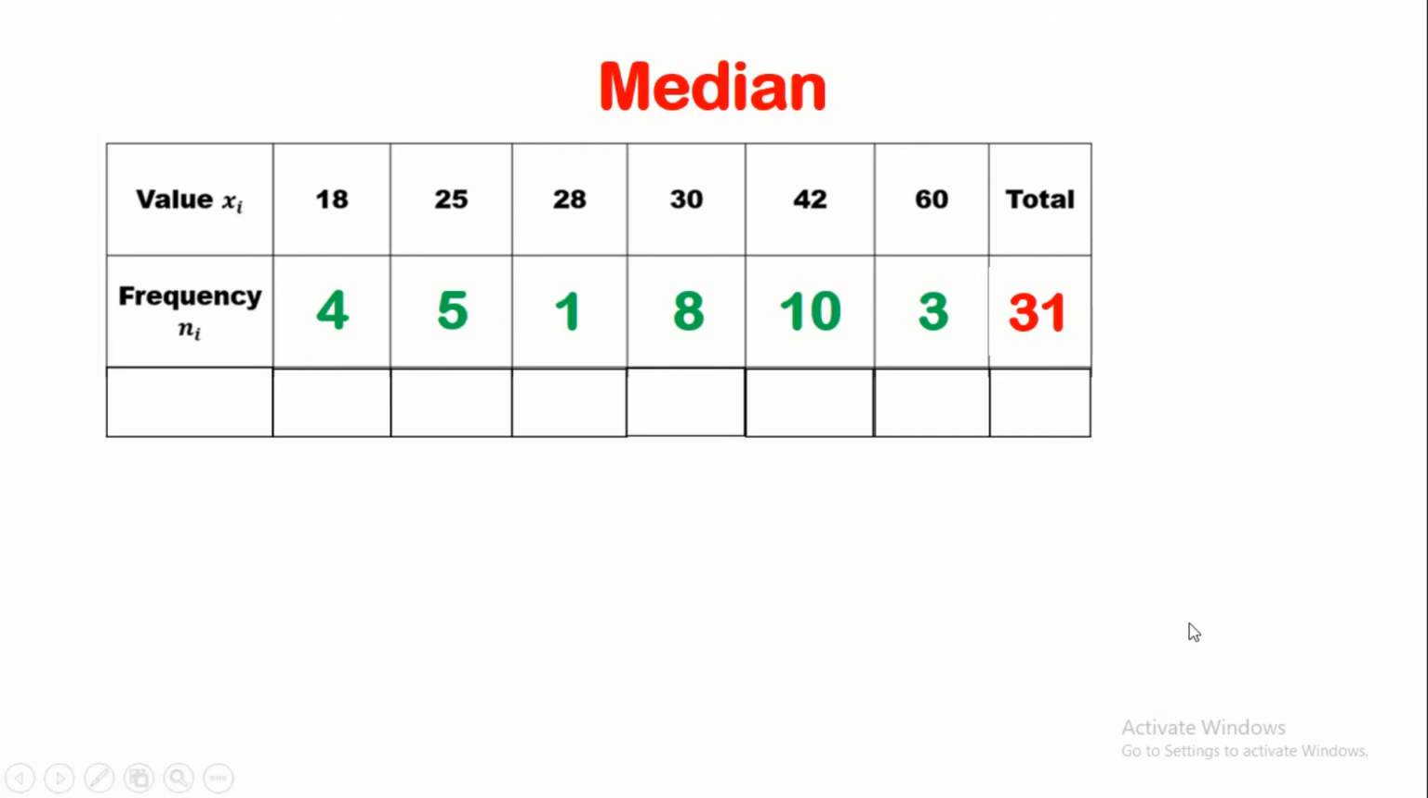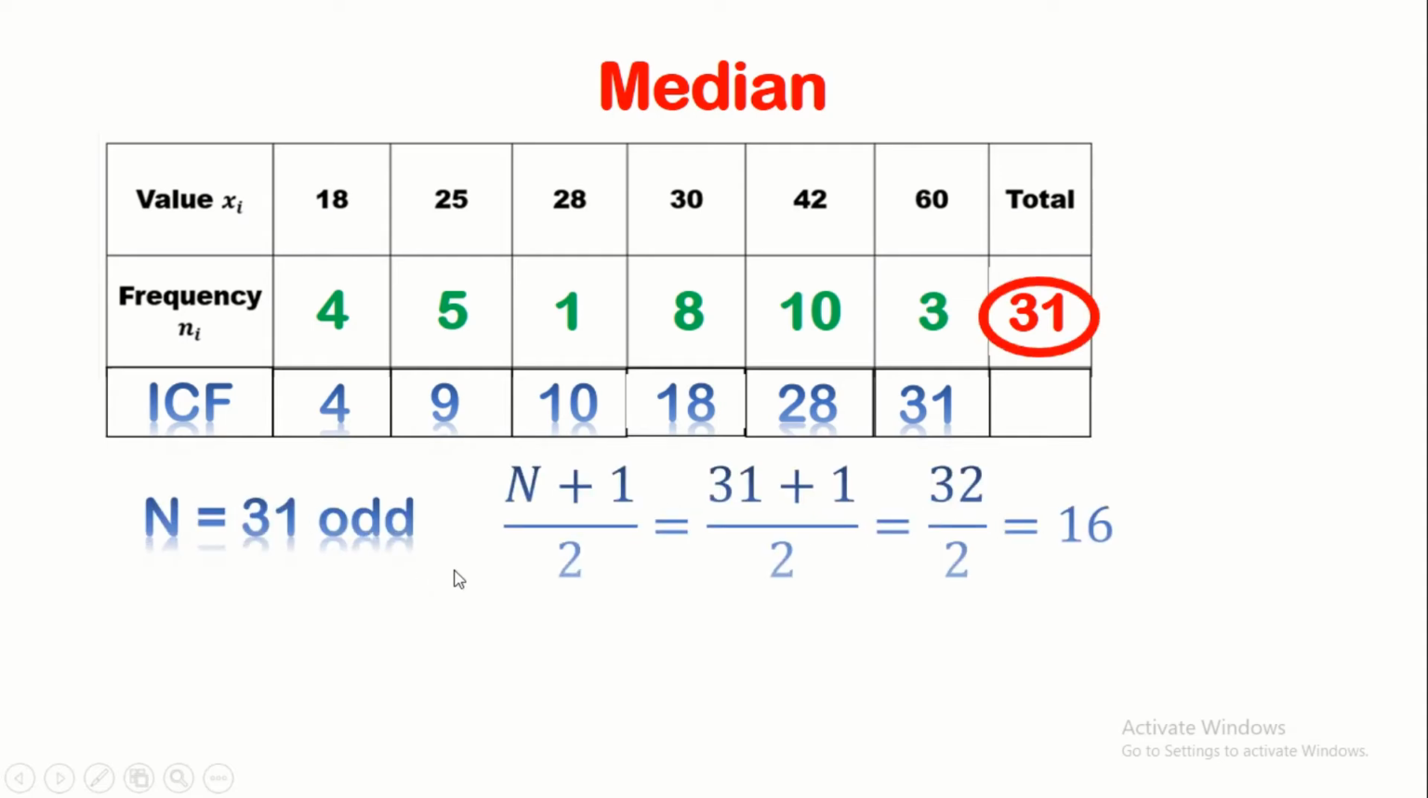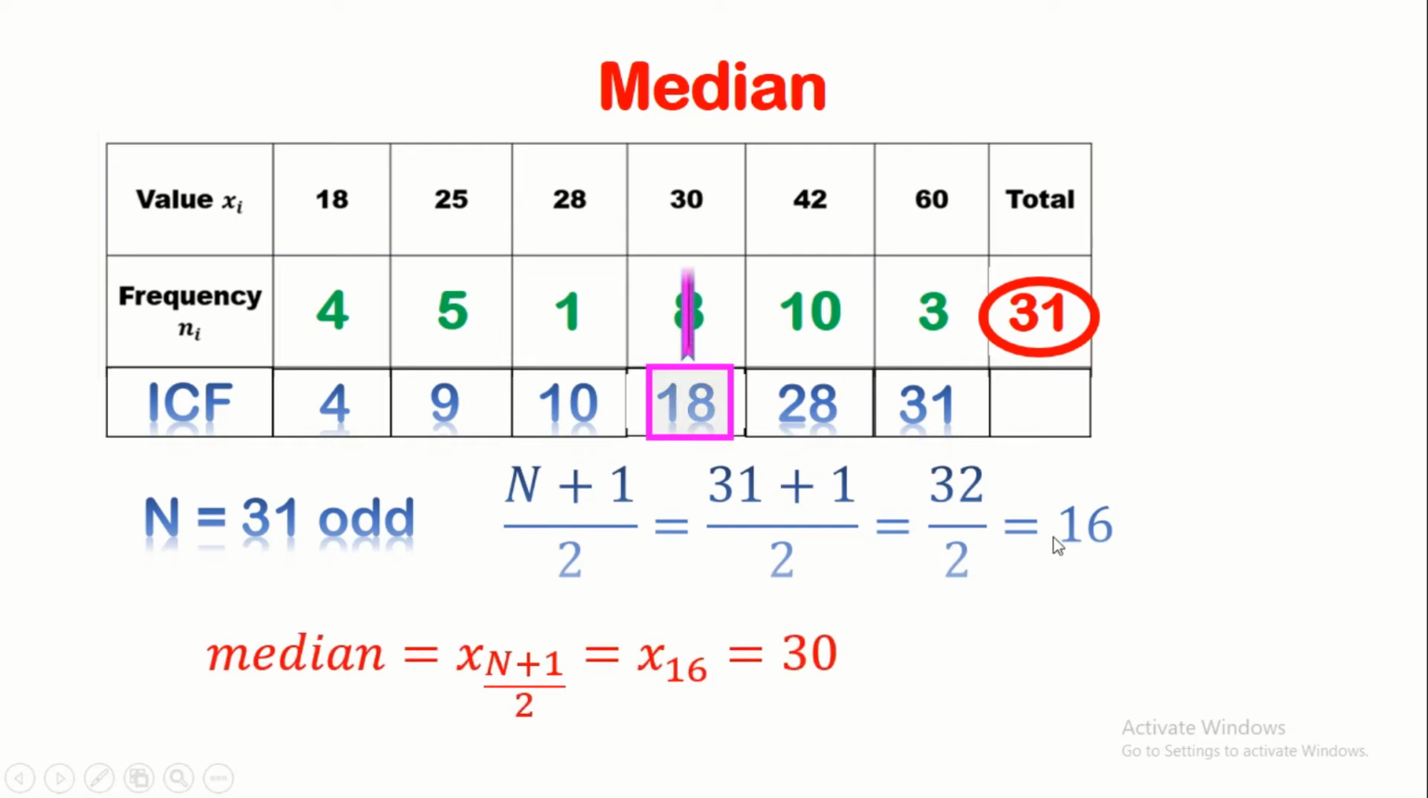What about if the total is odd, not even? Sure, we solve by the same method, the increasing cumulative frequencies. 4 plus 5, 9 plus 1, 10 plus 8, 18 plus 10, 28 plus 3, 31. Now here we have the total is odd, then we can say that the median is x_{(n+1)/2}. N plus 1 over 2 is 32 over 2 equals 16. Its value here is 30.